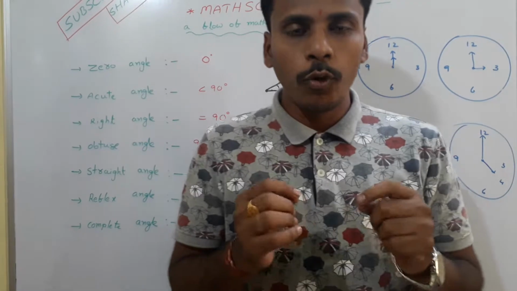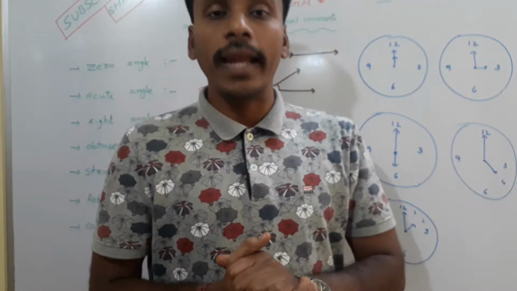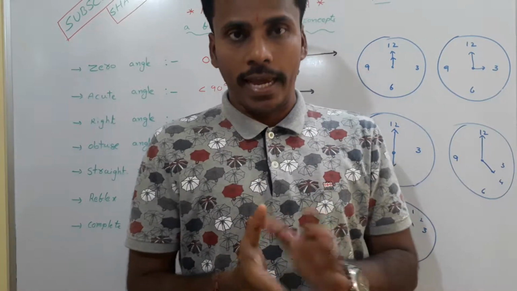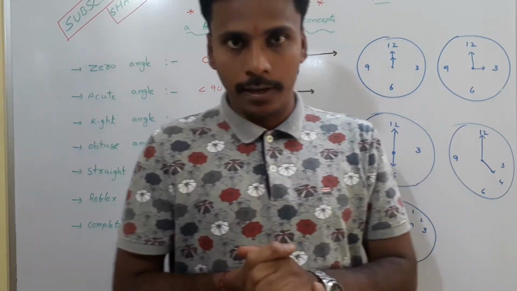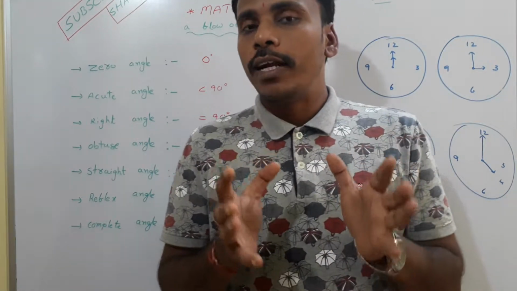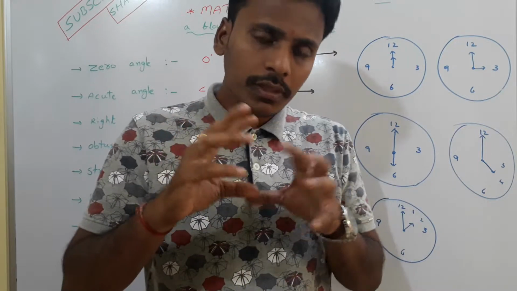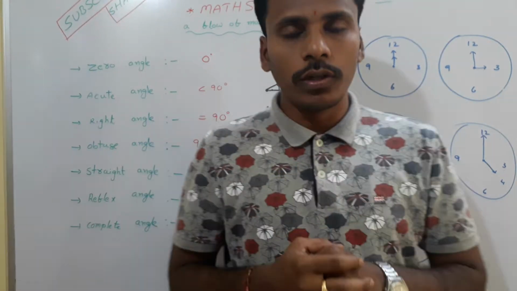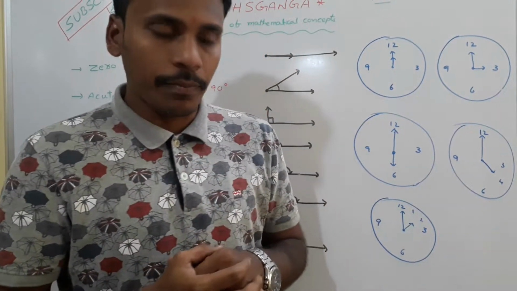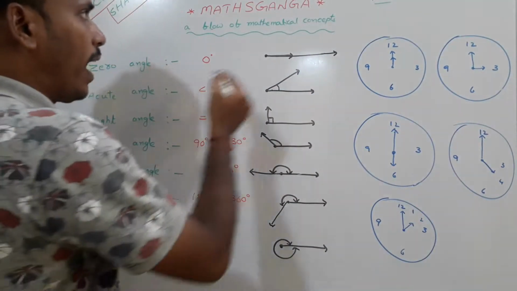In this video, I am going to deal with different types of angles. In the previous video, we learnt about the definition of angle and the way to measure an angle. Now, in this video, we are going to discuss different types of angles based on measurements, then based on the pair of angles, and the third one based on the geometrical type. First of all, based on the measurement, there are different types of angles.